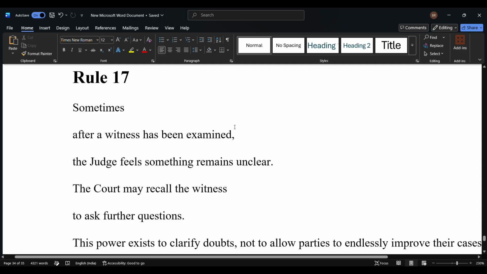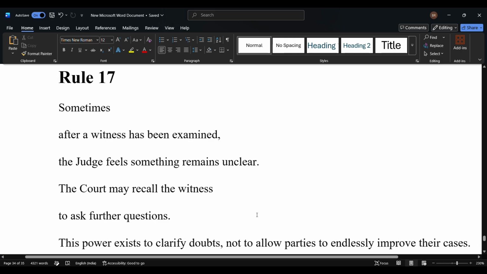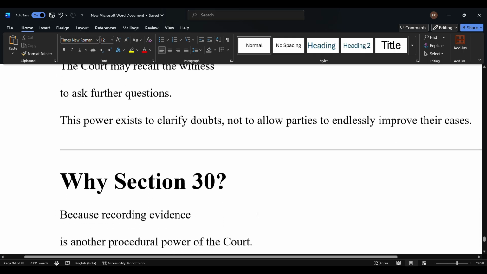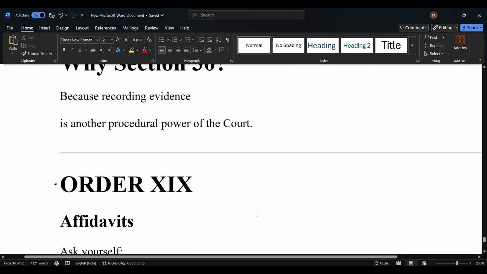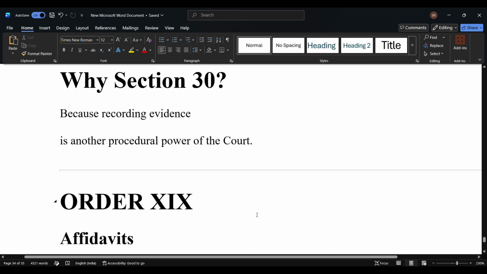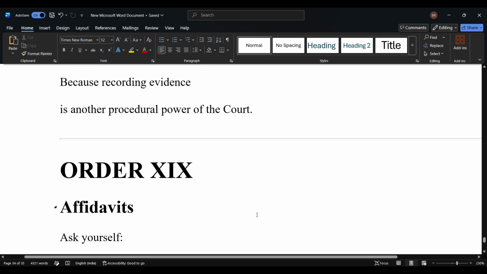Rule 17: sometimes, after a witness has been examined, the judge feels something remains unclear. The court may recall the witness to ask further questions. This power exists to clarify doubts, not to allow parties to endlessly improve their cases. Why Section 30? Because recording evidence is another procedural power of the court.